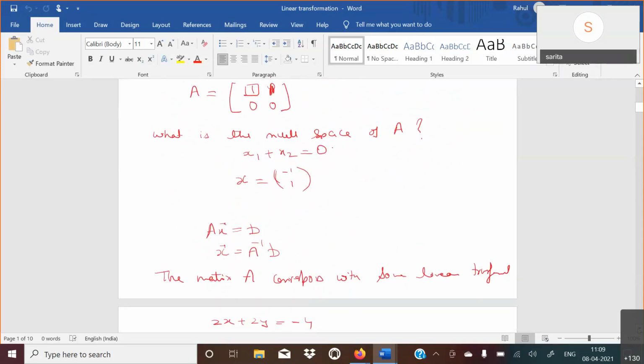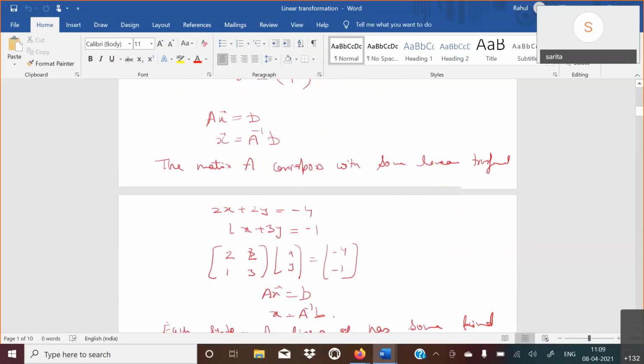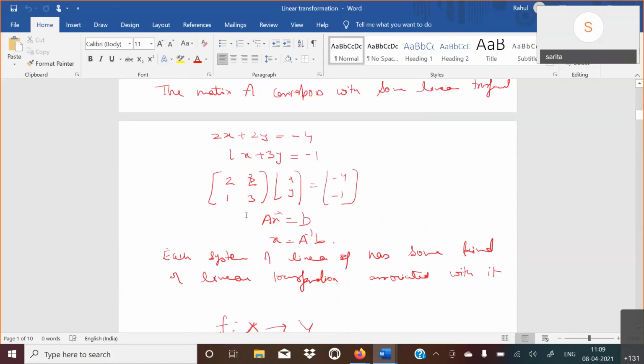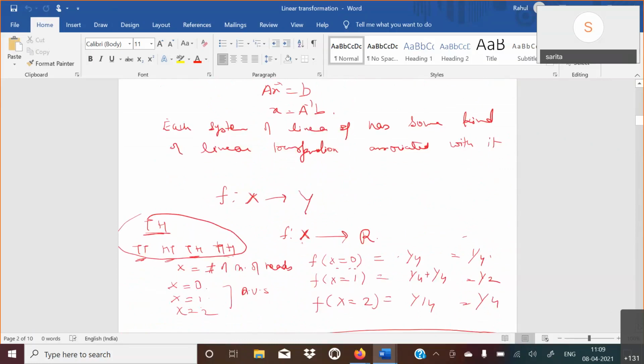Now when we are solving Ax = b, the matrix A actually corresponds to some linear transformation. If the determinant is non-zero, the matrix is invertible, and then we can find x as A inverse b. The entire concept of transformation comes from here: we are multiplying b with the transformation A inverse so that it gives you another vector, x. So if you have a system of linear equations and the inverse of that matrix exists, then the solution comes from here, and therefore it is said that every system of linear equations has some kind of linear transformation associated with it.